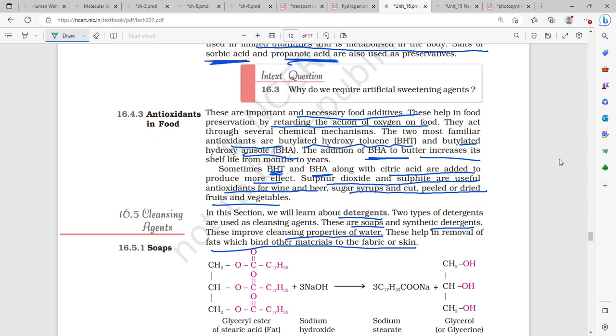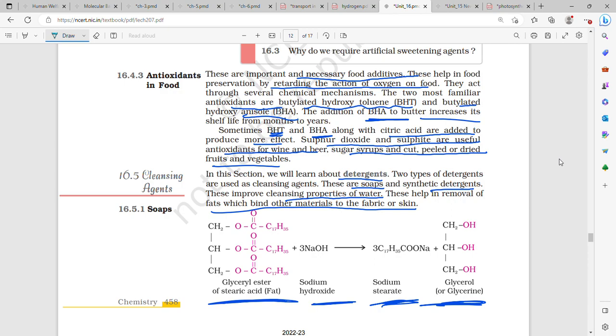Antioxidants of food. Antioxidants are important and necessary food additives. How? What do antioxidants do? Antioxidants help in food preservation. They retard the action of oxygen on food.